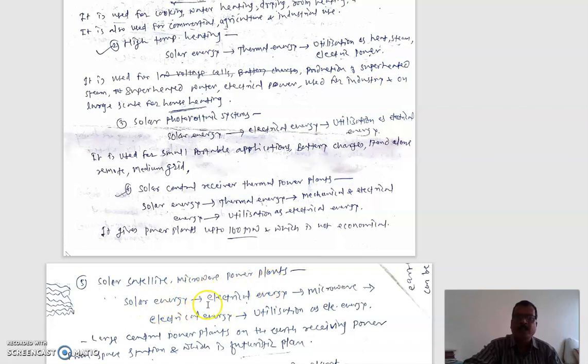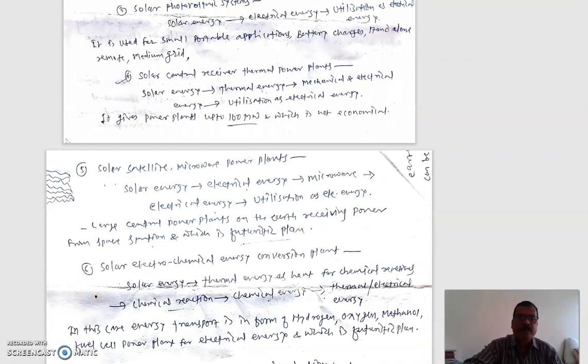Then fifth chain, solar satellite microwave power plants. In this case, solar energy is converted into electrical energy. Then it is converted into microwave, that is converted into electrical energy and utilized as electrical energy. Large central power plants on the earth receiving power from space station, and which is a futuristic plant.